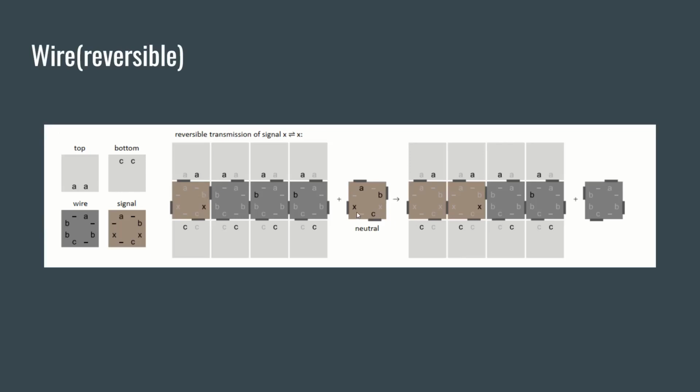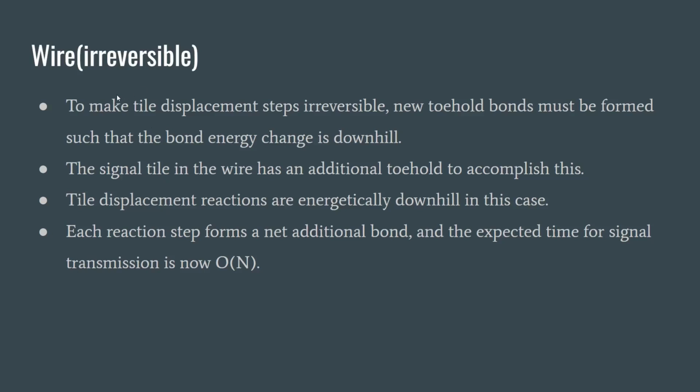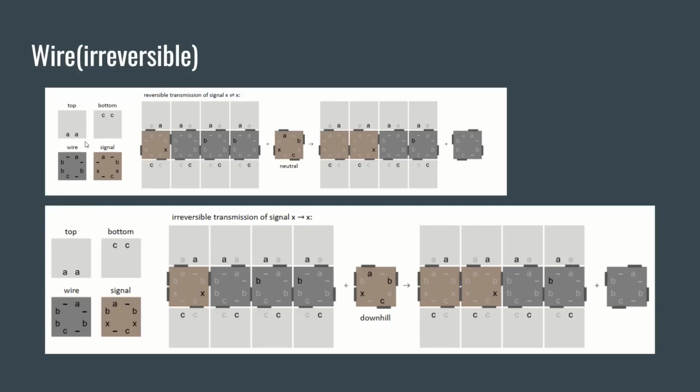So to tackle this problem, there is another construction, which is the irreversible tile, irreversible wire. Here we use downhill bond energy to stop the reverse process, and the expected time of the signal transmission is big O of n, where n is the length of the wire. Here you can see that the difference between the reversible tiles and the irreversible tiles is in the signal tile. They added an extra B code here in the irreversible tile.